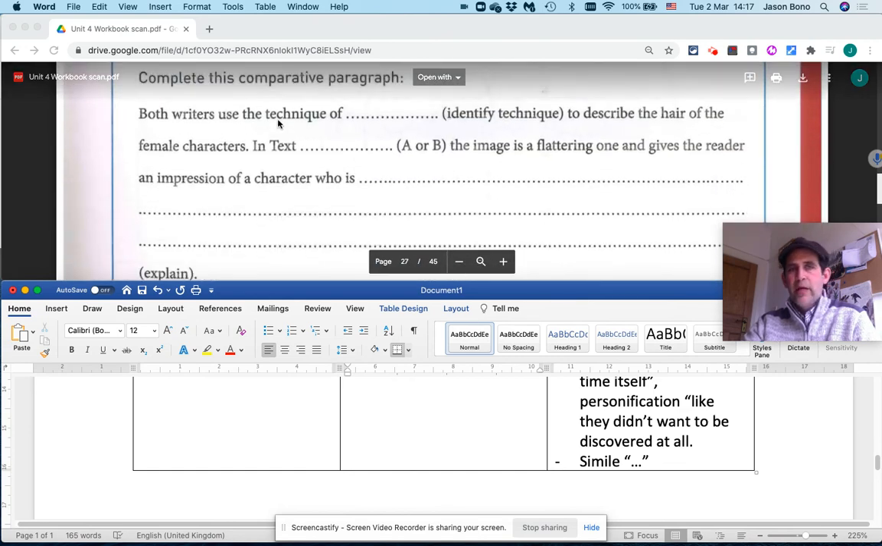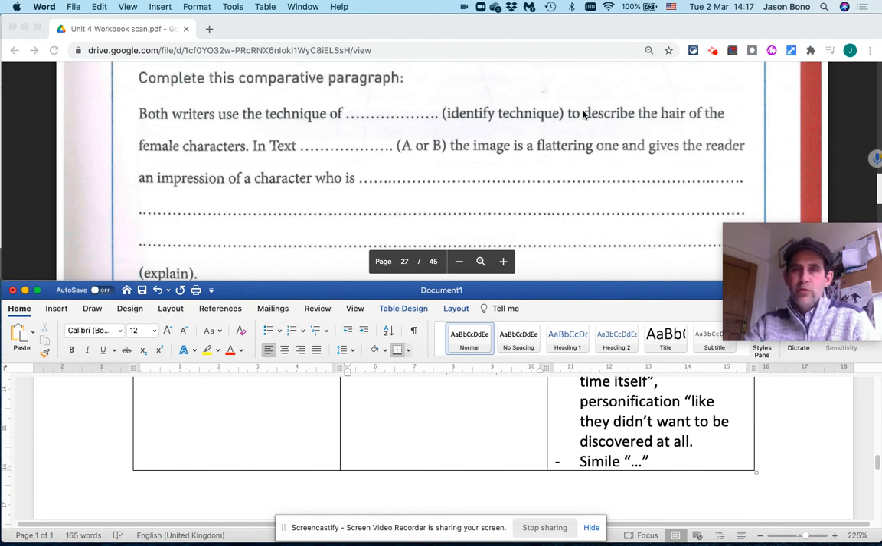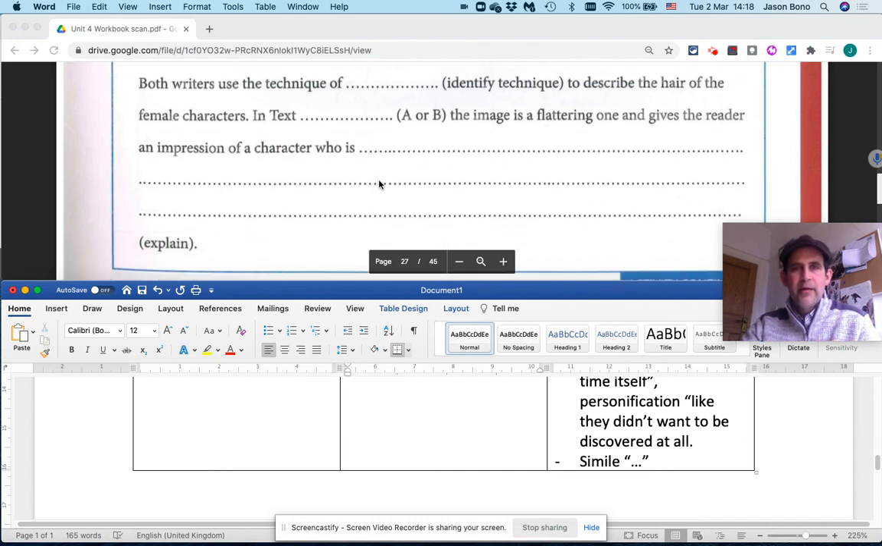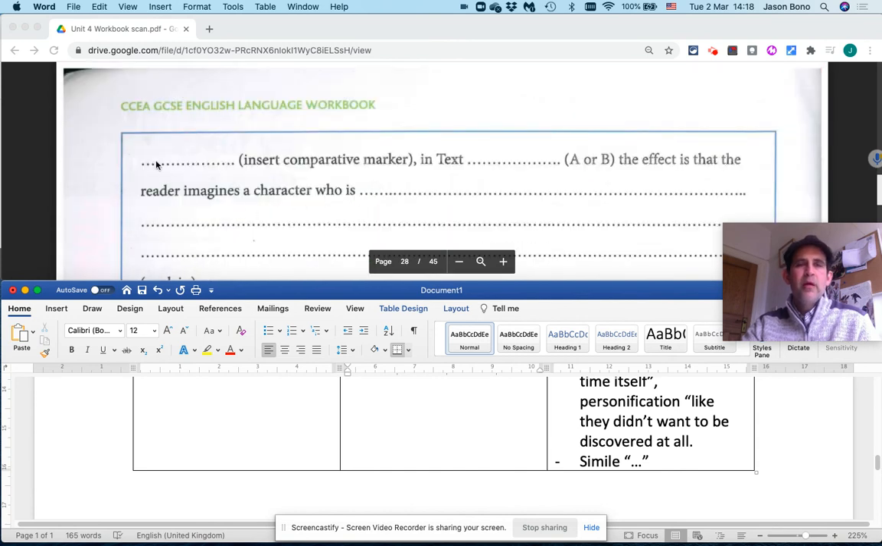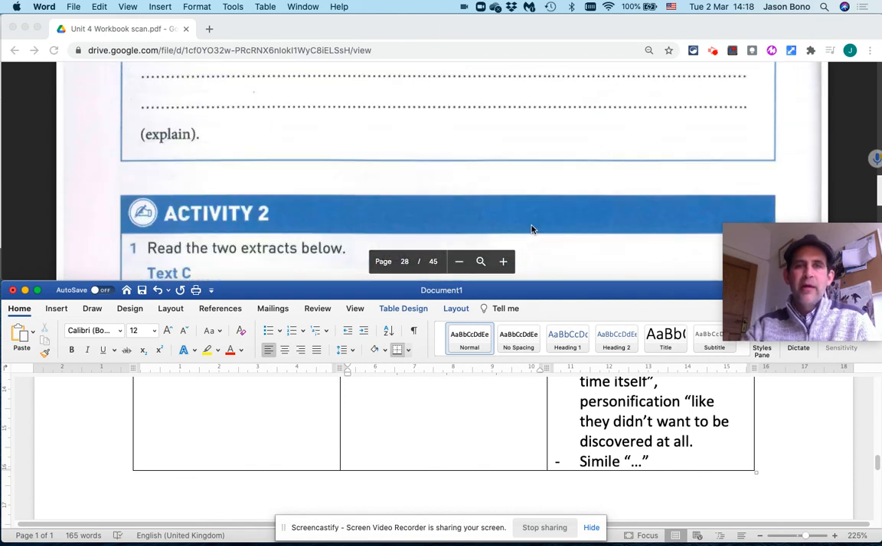Okay, both writers use the technique of blank to describe the experience of traveling in this case. Okay, in text E or F, the image is a positive one or a negative one and gives the reader an impression of a journey that is, how do we feel? What is it like? Okay, and then you can switch direction by contrast in text E or F, whichever way you're going. Okay, the effect is that the reader imagines a journey, a trip, a traveling experience that is, what's that experience like? Okay, and then give your evidence to support it.